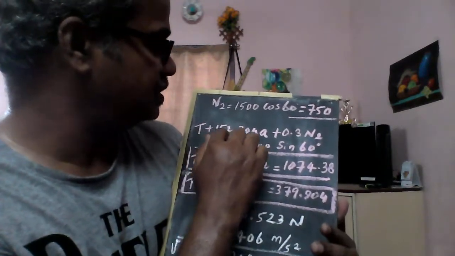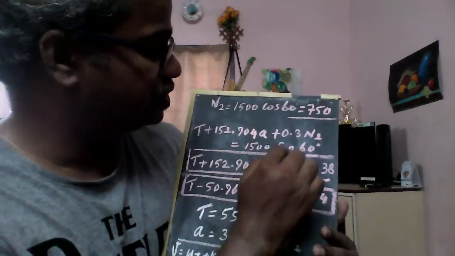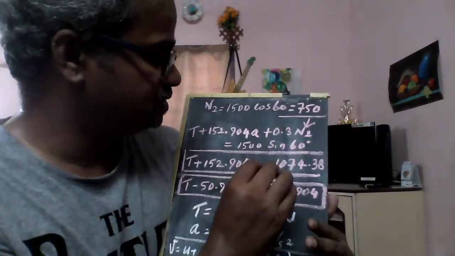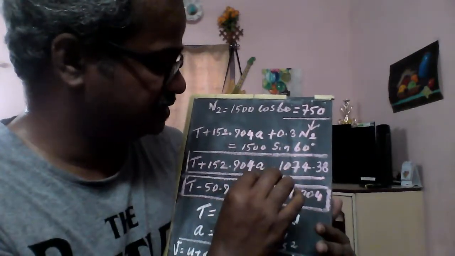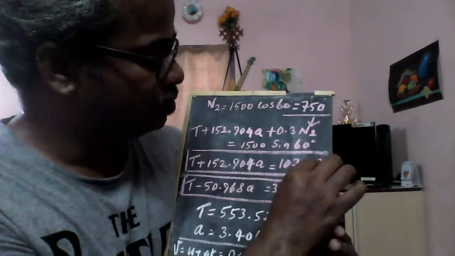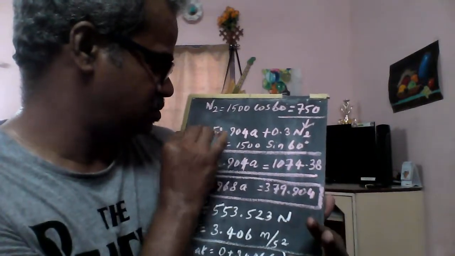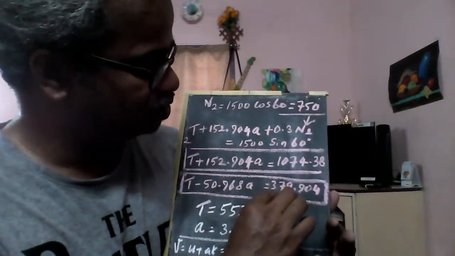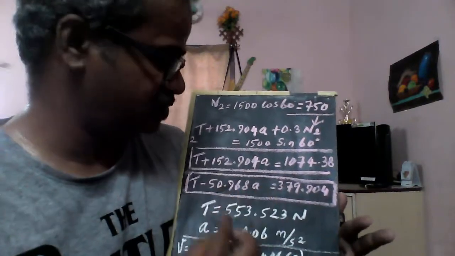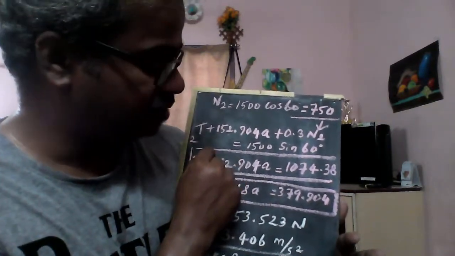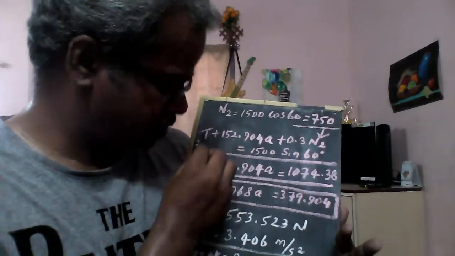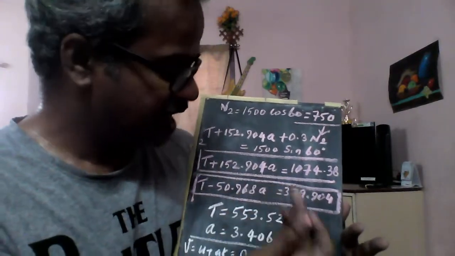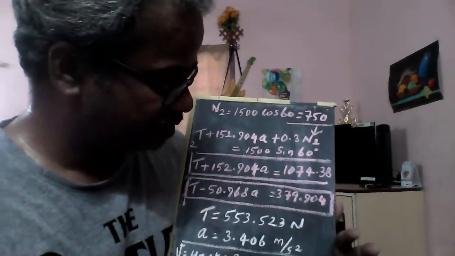So T plus 152.904 A is equal to this: substituting N2 as 750, that is 0.3 into 750, and 1500 sin 60 gives me 1074.38. This is my second equation. The first equation is T minus 50.968 A is equal to 379.904, from the first block. The second is from the second block. So I have two equations and two unknowns, T and A. I can easily solve it on a calculator.